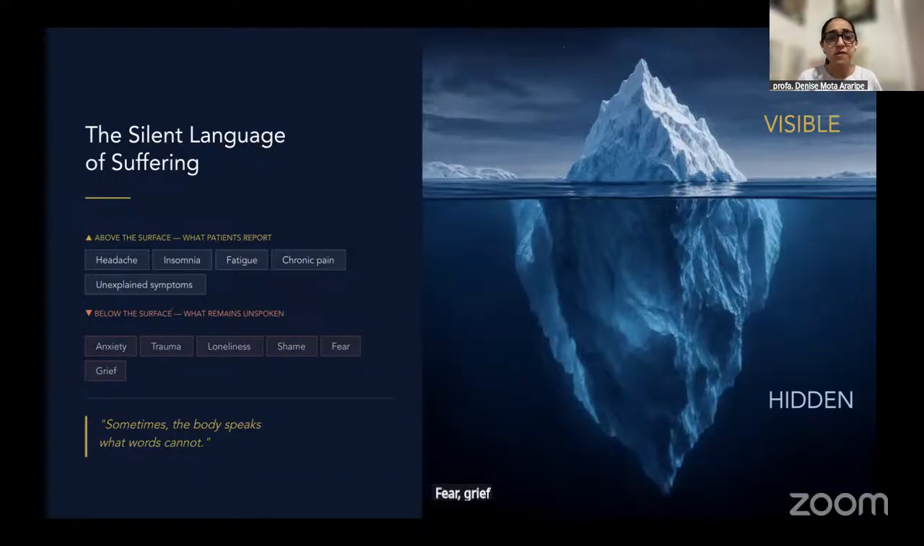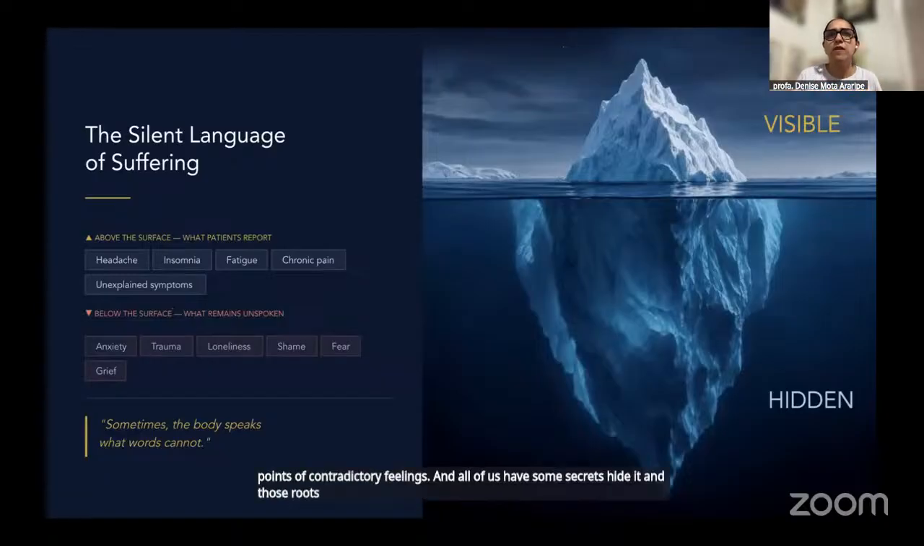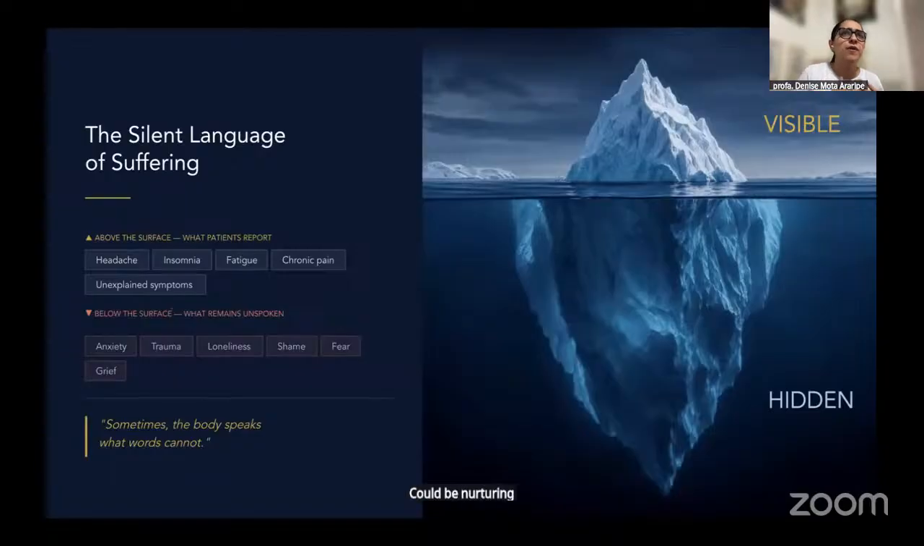The body speaks words that our voice cannot sound. All of us have our points of contradictory feelings. And all of us have some secrets hidden. And those roots could be nurturing our diseases without tracing signs that could be used to pursue a cure.